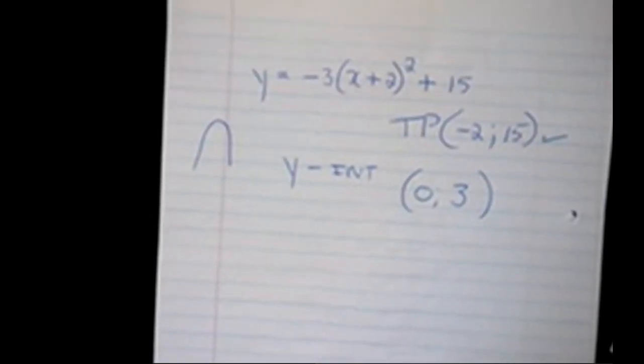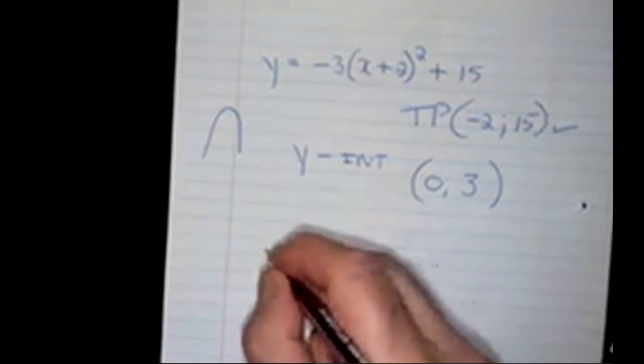So we make x 0. That means we have 2. 2 to the power 2, that's 4. 4 multiplied by minus 3. Minus 12 and 15. 3. So these are the easy parts, but now comes the difficult part.